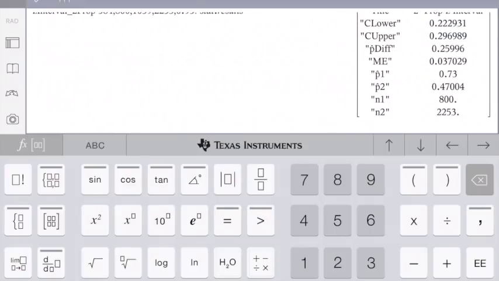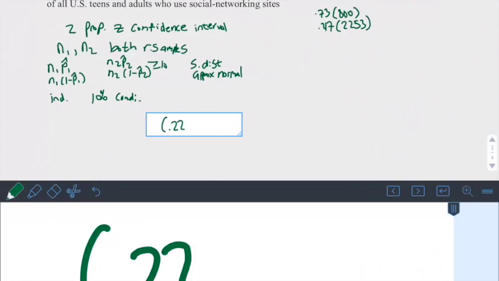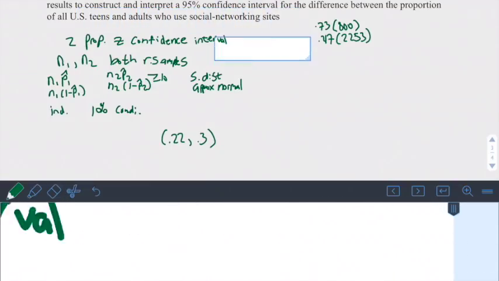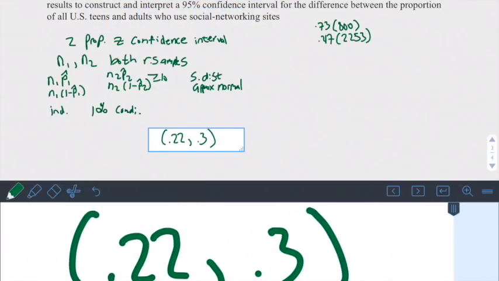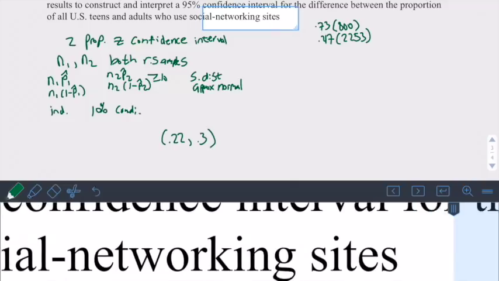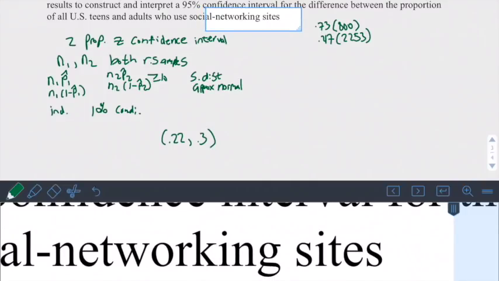So there's our confidence interval, 0.22 and 0.29, or 0.3. So we are 95% confident that the true difference in proportions between U.S. teens and adults who use social networking sites is from 0.22 to 0.3. Okay, we usually say it as we are 95% confident that the interval from 0.22 to 0.3 captures the true difference in proportions of all U.S. teens and adults who use social networking sites. Okay, both mean the same thing, it's okay.